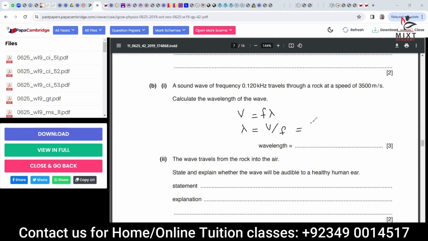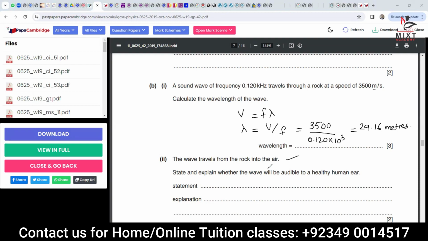So velocity is how much? 3,500. And the frequency, you have to convert it into hertz. So it will be 0.120 into 10 raised to power 3. So what is the value coming up? Sir, 29.16. 29.16 what? Unit? Armina beta, what is the unit for this? Unit is meters, right? Yes, sir.